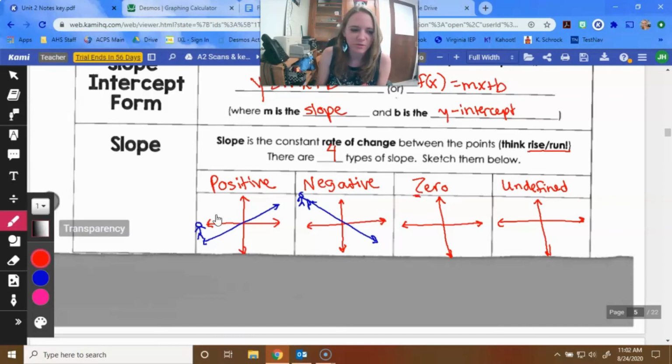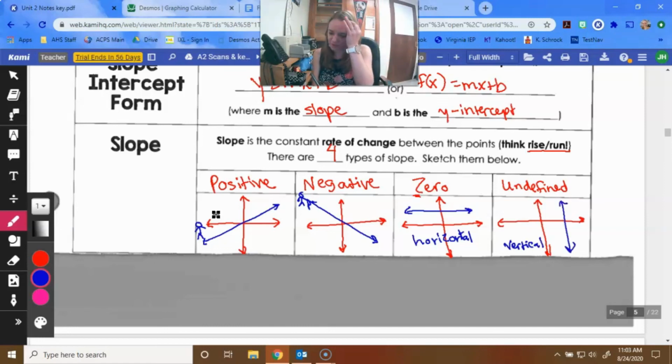So this is your horizontal line. It has a slope of 0. And this, of course, would be vertical. Any vertical line has a slope of undefined. All right.